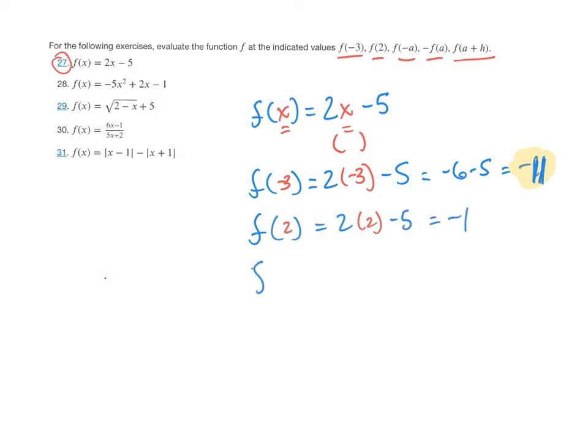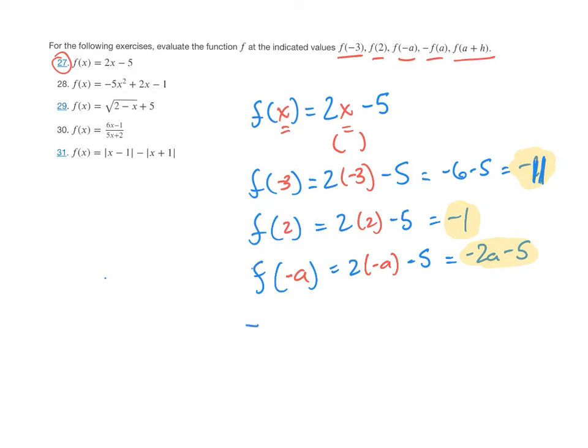F of negative a, and they literally want us to use the letter a there. All right, so we're going to put in where x is the opposite of a and then multiply this out. That'd be 2 times the opposite of a, which is negative 2a, and then minus 5. We can't simplify that any further. These are not like terms, so we just stop. I forgot to highlight my negative 1.